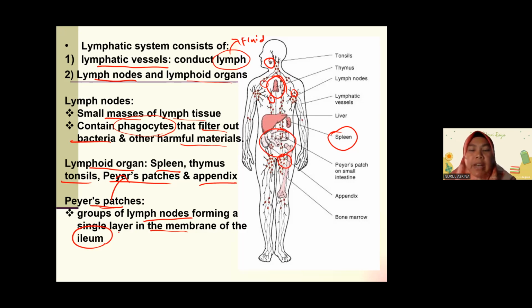Madam, what if I have removed my tonsils and also my appendix? Will it affect my lymphatic system? Inshallah, it will not have a huge effect on your health and your immune system, because there are a lot more lymphatic organs that can support the immune system and the function of the lymphatic system.